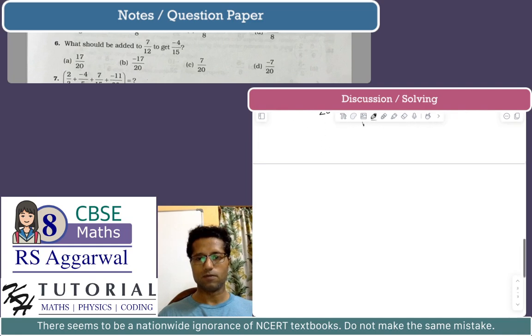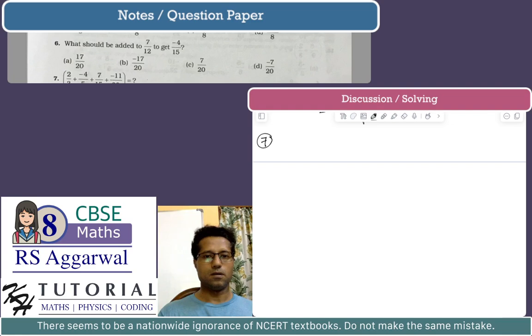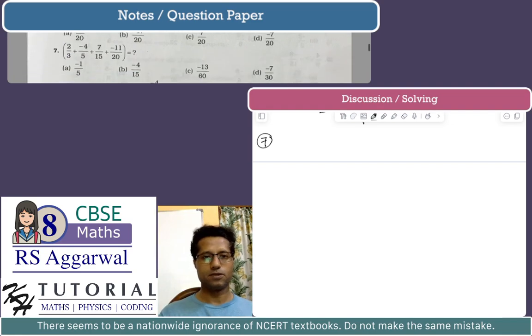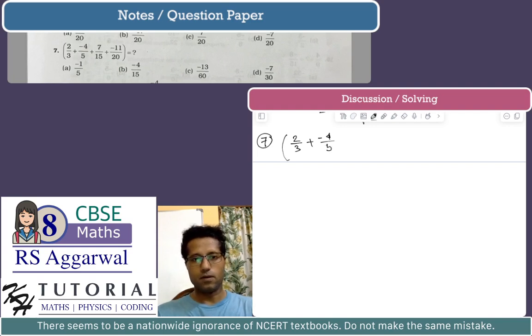Let's do problem number 7. Problem number 7 is a simplification problem. We have to simplify 2 by 3 plus minus 4 by 5 plus 7 by 15 plus minus 11 by 20.